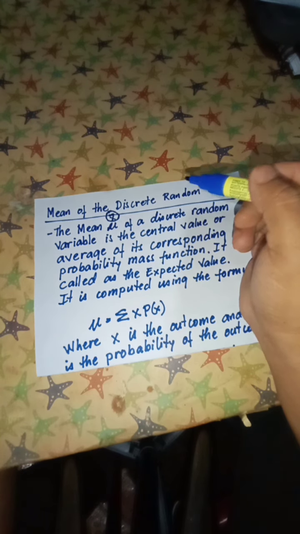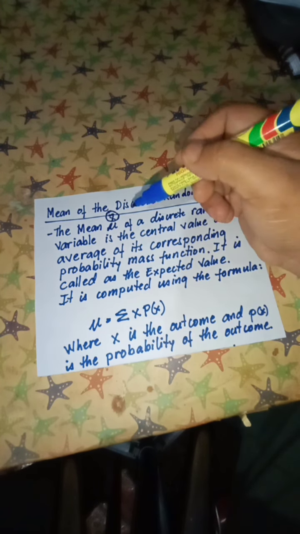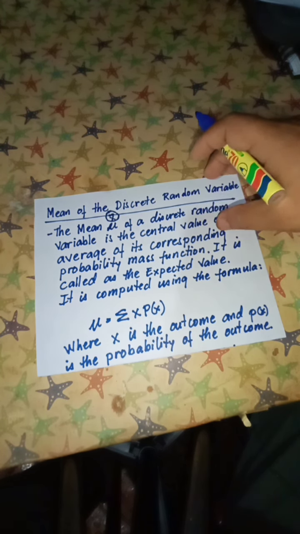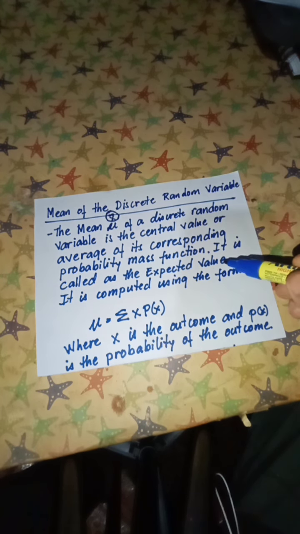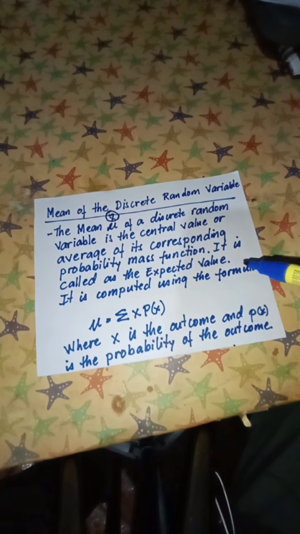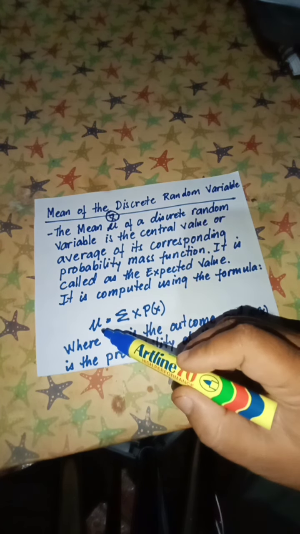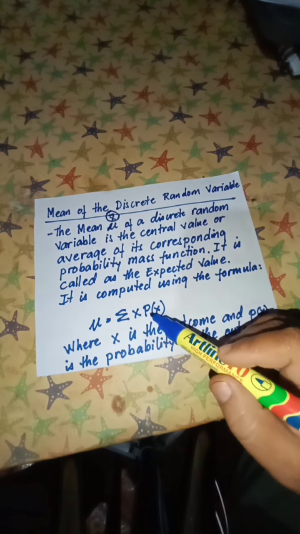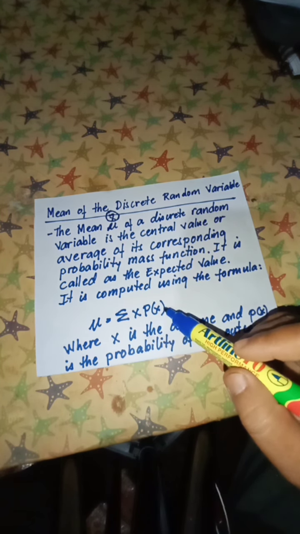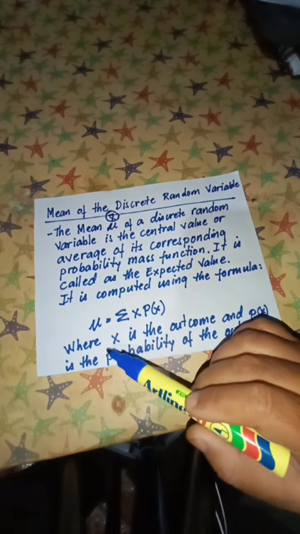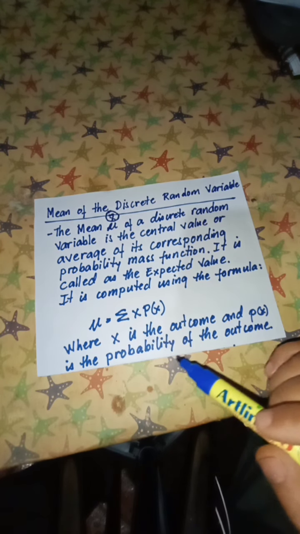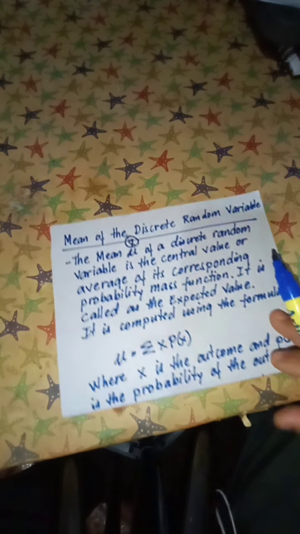The mean mu of a discrete random variable is the central value or average of its corresponding probability mass function. It is called the expected value. It is computed using the formula: mu is the summation of x times the probability of x. Here, x is the outcome and p of x is the probability of the outcome.